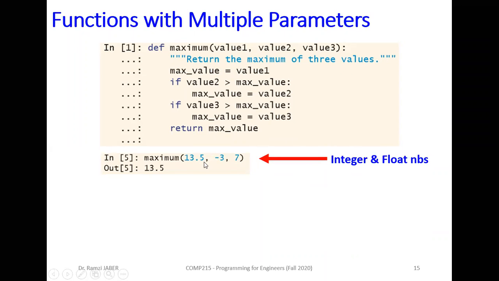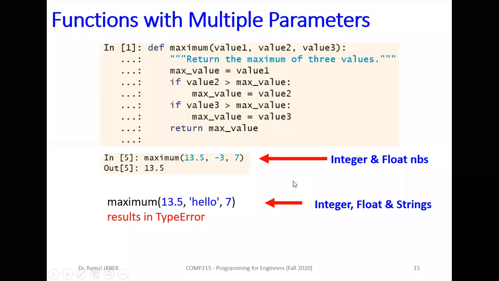Also, we can mix. We can send the values as integers and floats at the same time, like 13.5, minus 3, 7. So we can mix integers and floats. But we cannot mix numbers and strings. Mixing numbers and strings results in an error, a type error. Okay? Any question? Okay, let's continue.